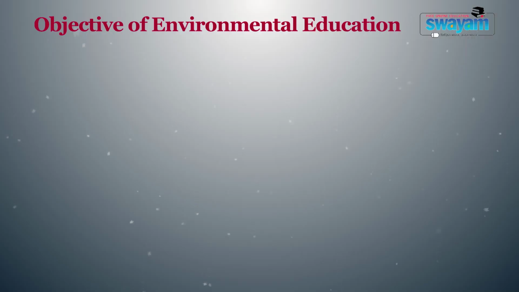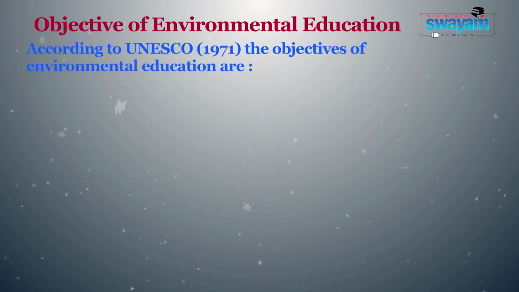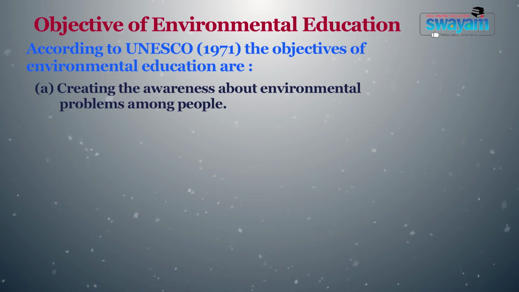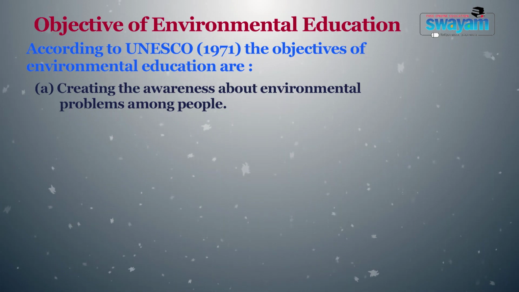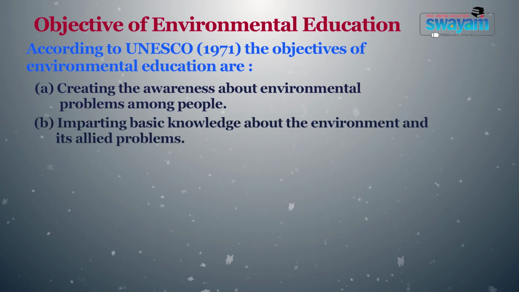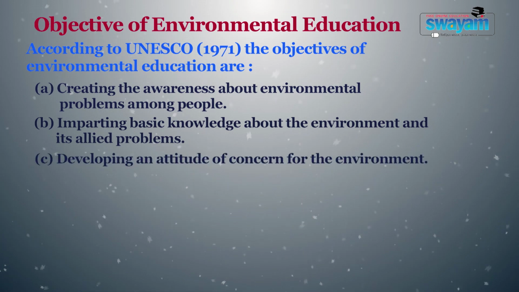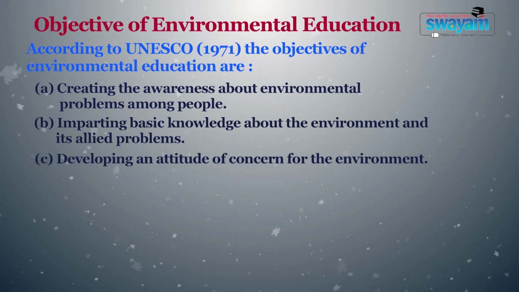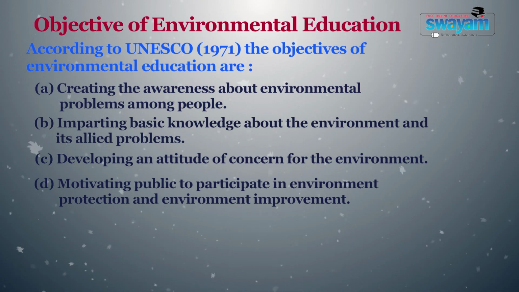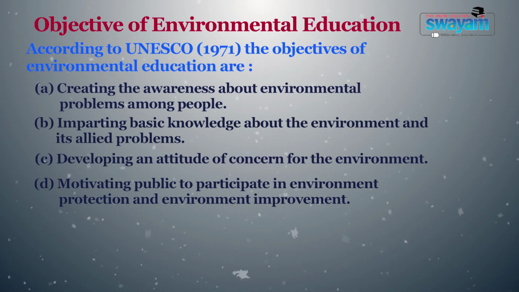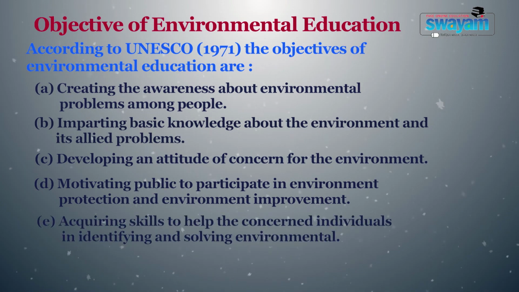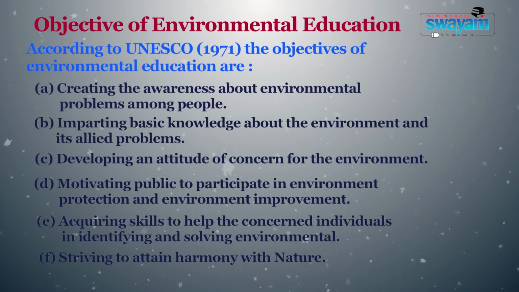Objectives of environmental education. According to UNESCO 1971, the objectives of environmental education are creating the awareness about environmental problems among people, imparting basic knowledge about the environment and its allied problems, developing an attitude of concern for the environment, motivating public to participate in environment protection and environment improvement, acquiring skills to help the concerned individuals in identifying and solving environmental problems, striving to attain harmony with nature.